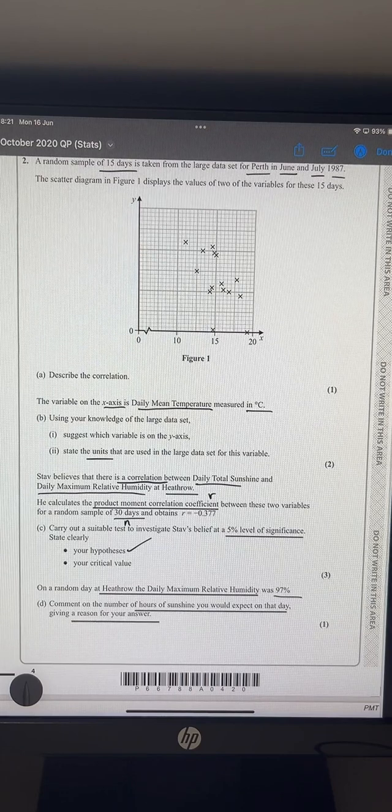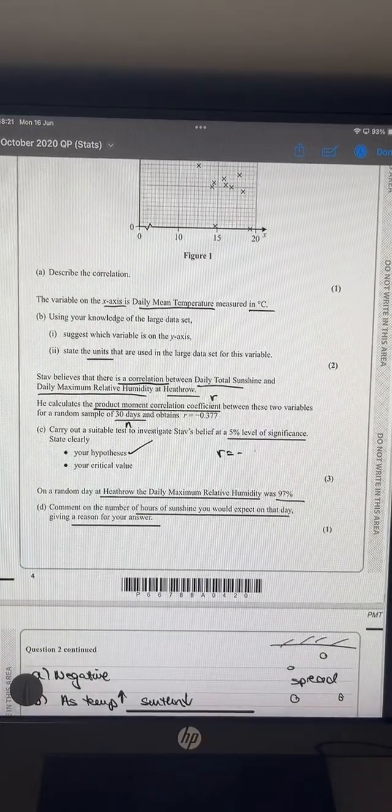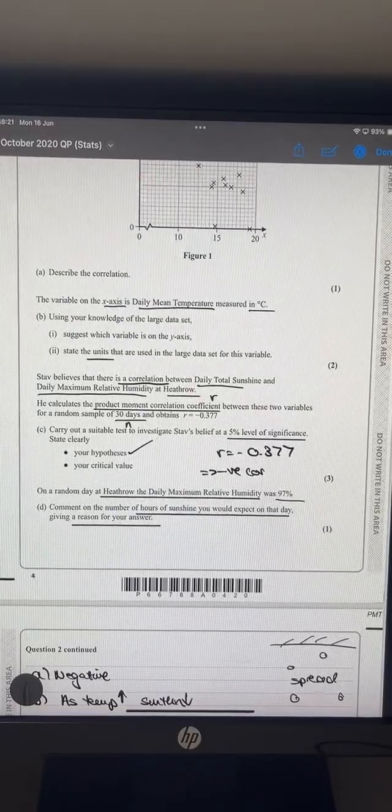This is an obnoxious question because it's 1 mark, but it's just so weird because they're asking you to comment on sunshine hours given humidity. So we're gonna logic this through. R is negative 0.377, right? So we know that we've got a negative correlation because R is less than 0. Here the humidity is quite high, and because we know there's a negative correlation, there's evidence to show that we expect the amount of sunshine hours to be lower than average for Heathrow.